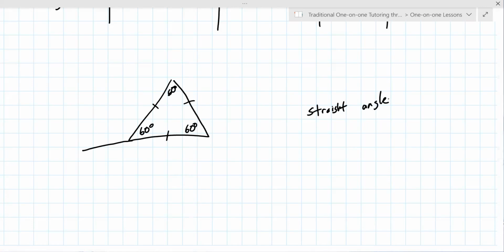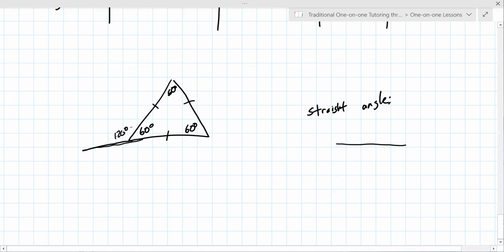What's the measure of a straight angle? Straight line. Okay, do you remember that from before? Yeah, the straight line is where it goes straight. It's like 180 degrees. Yes. So if this whole thing is 180, then this is 120, this angle right here. Do you agree with that?